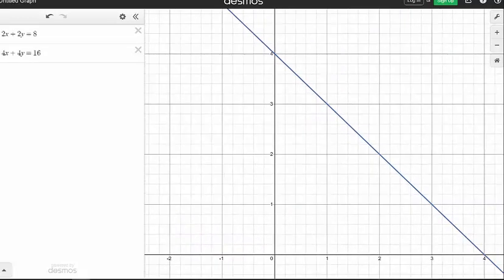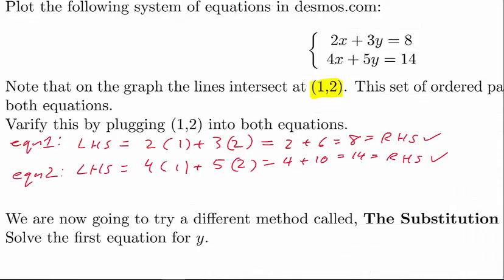The other setup would be this one. 2x plus 2y equals 8, 4x plus 4y equals 16. Two different equations, but note they share the same line, or the same graph, should I say. This would be an instance where there are an infinite number of solutions to the equation. So now back to the handout.